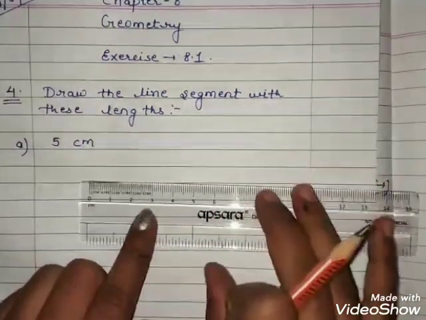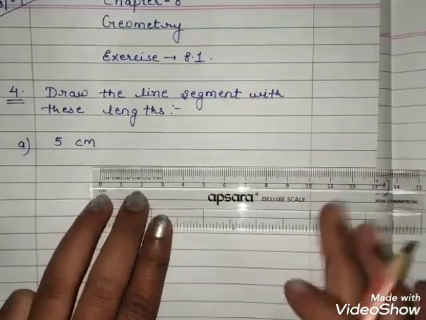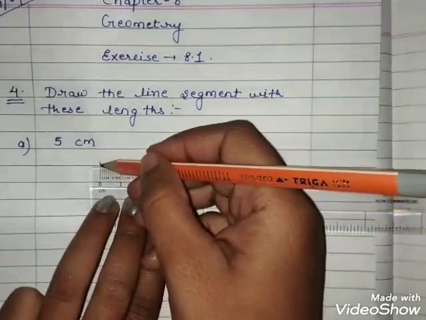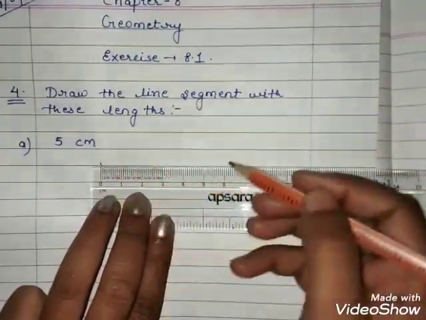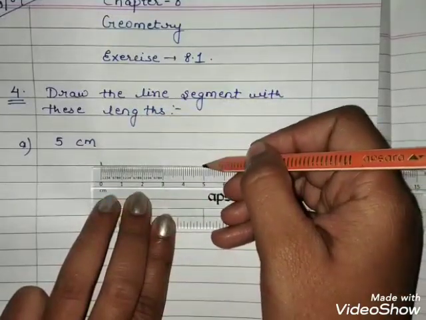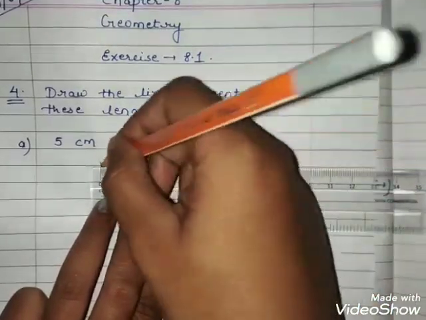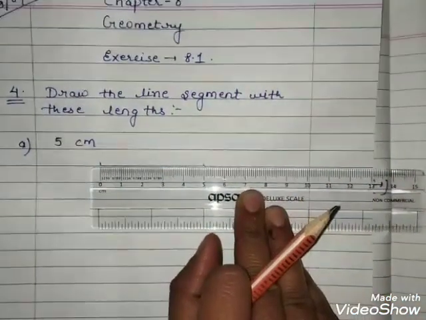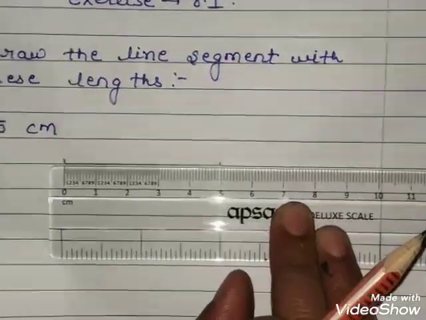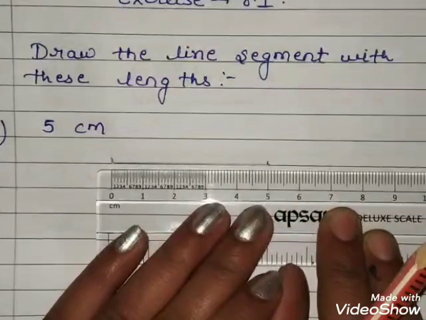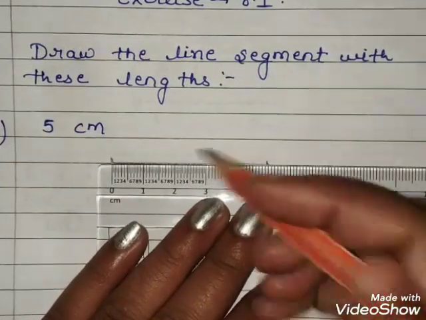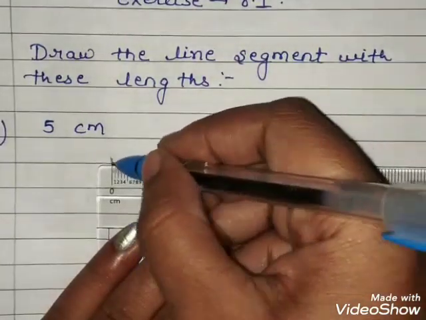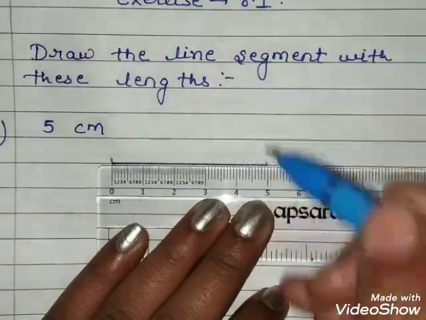Now, if we need to draw a line segment of any length, we need to start from 0 only. You can see that I have started from 0 and up to 5 I need to move, right? So I will draw one line up to 5 centimeters, because the question is asking to draw up to 5 centimeters. You can see that I have drawn one line from 0 to 5 centimeters. It means you need to draw the line from 0 to 5 centimeters, meaning 5 centimeters.